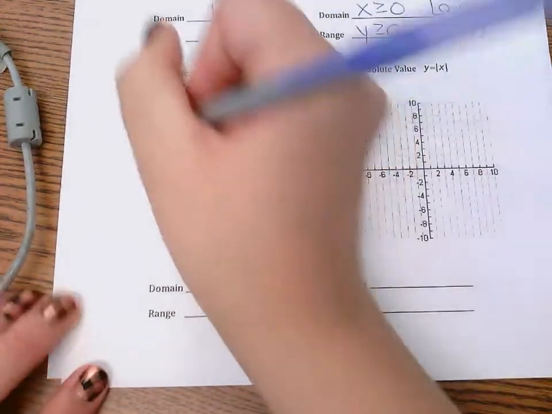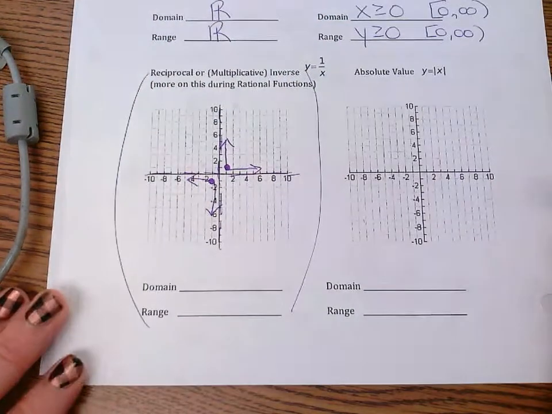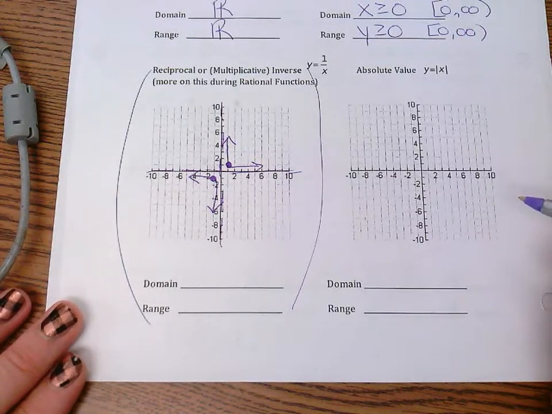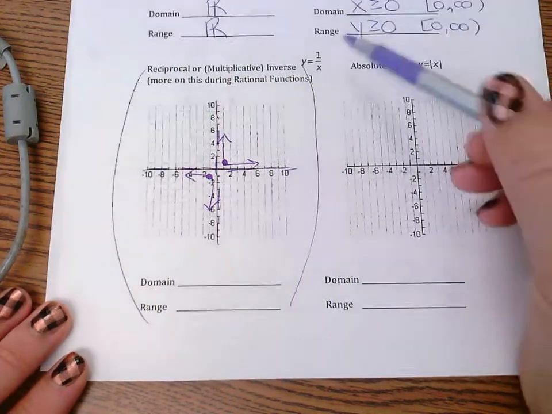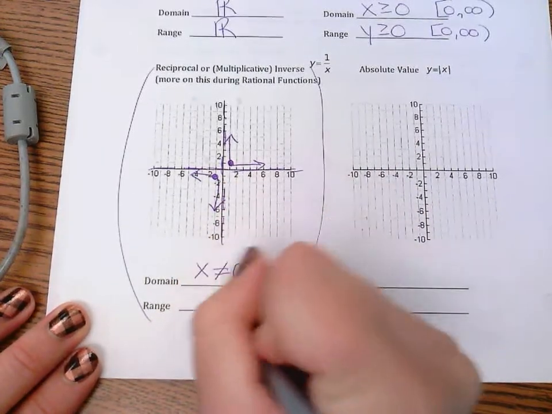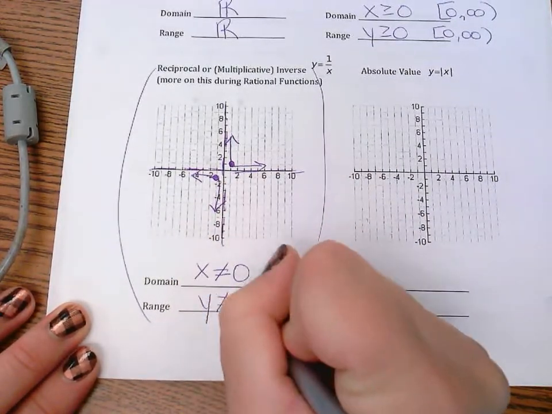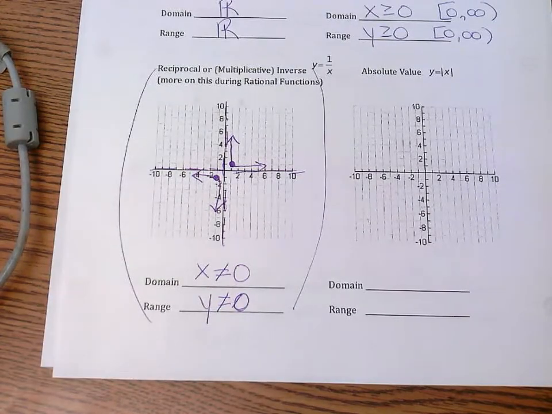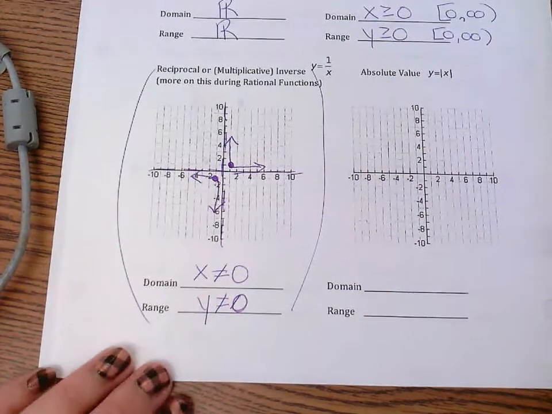So this is kind of a nice to know for now. We're not really going to be assessed on that until rational functions, but it is one of our parent functions this year. The domain and range are that x cannot be 0 and y also cannot be 0. And again, we'll come back to that and revisit that function.